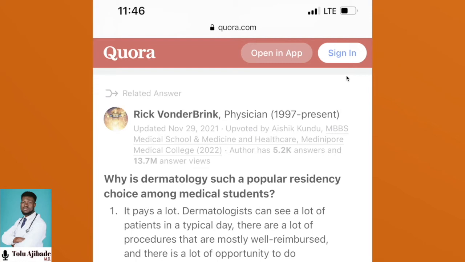Because the competition ratio is really high, everyone just wants to do it. But why does everyone want to do it? Because it pays a lot. Dermatologists can see a lot of patients in a typical day. There are a lot of procedures that are well reimbursed.